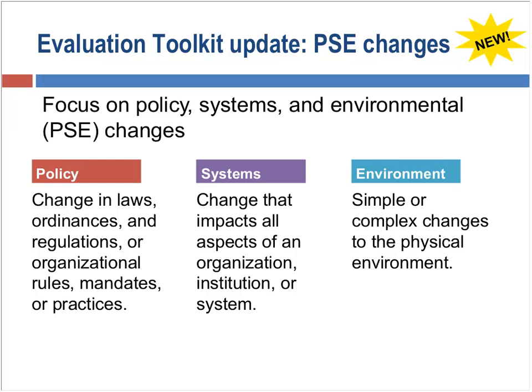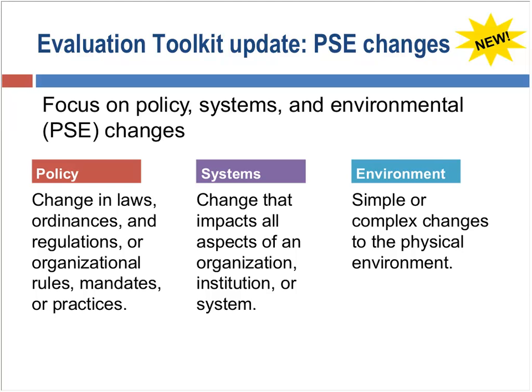So some examples related to colorectal cancer screening include required coverage of screening under the Affordable Care Act, or a workplace policy that allows employees to get screened for colorectal cancer during work hours. Systems changes are changes that impact all aspects of an organization, institution, or system. Examples include a statewide program that trains healthcare providers on how to change their policies and practices to increase the number of patients who are referred for colorectal cancer screening, or a clinic that trains its staff on how to create a new system to standardize reminders for patients about receiving colorectal cancer screening.